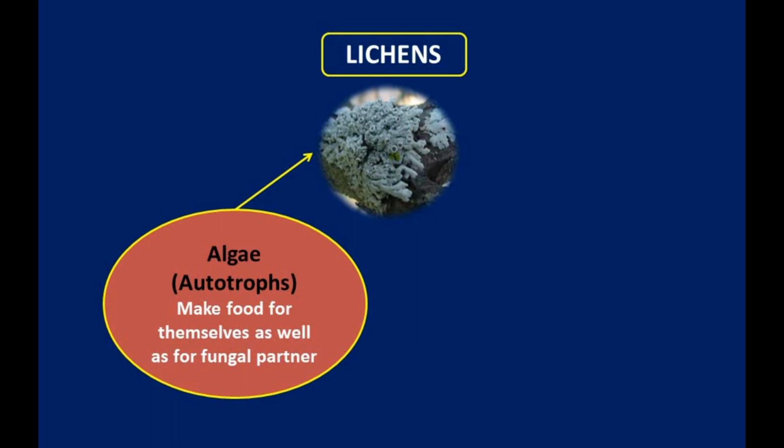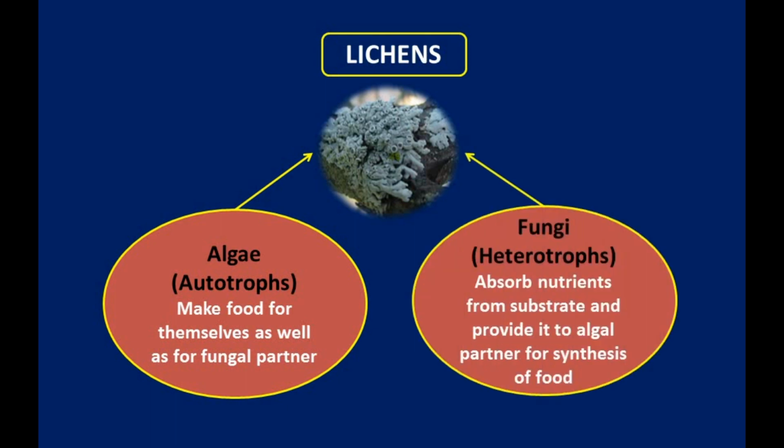Algae are autotrophs and fungi are heterotrophs. So algae make food for themselves as well as for the fungal partner, and fungi absorb nutrients from the substrate and provide it to the algae partner for the synthesis of food. So nutrient supply करता है fungi, food synthesis करता है algae खुद के लिए and fungi के लिए. So they grow together with a symbiotic relationship, and the organism developed by this type of relationship is known as lichens.